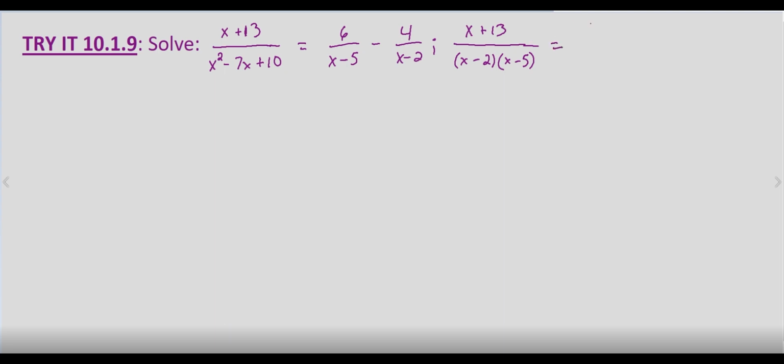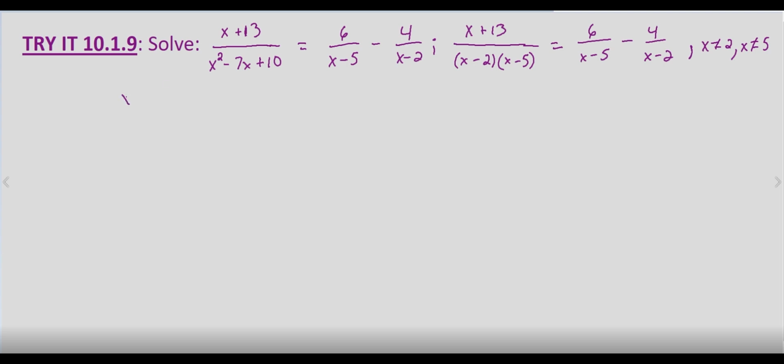And this is still going to equal 6 over x minus 5 minus 4 over x minus 2. And then we'll put a comma here, and what can x not equal? If we have x equals 2 or x equals 5, we'll have a denominator of 0 in one or more of the terms. So we know that x cannot equal 2 and x cannot equal 5. So now that we have the factored denominator of the left-hand side, we multiply both sides of the equation by the least common denominator. In this case, that's going to be x minus 2 times x minus 5.